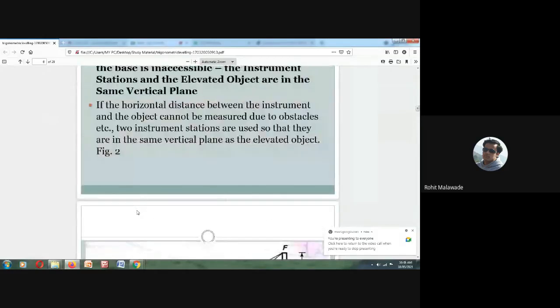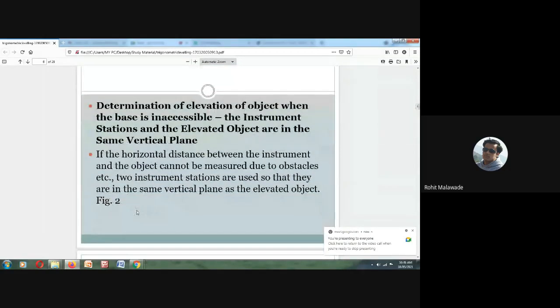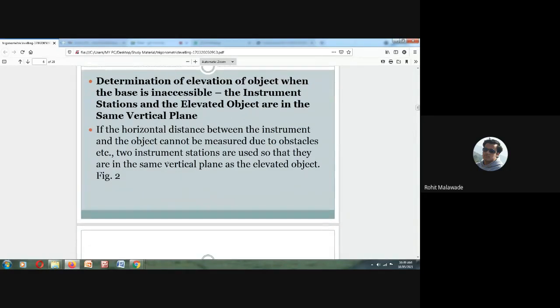Okay. Now, in this particular class, we will be discussing the determination of elevation of an object when the base is inaccessible, and the instrument stations and the elevated object are in the same vertical plane.